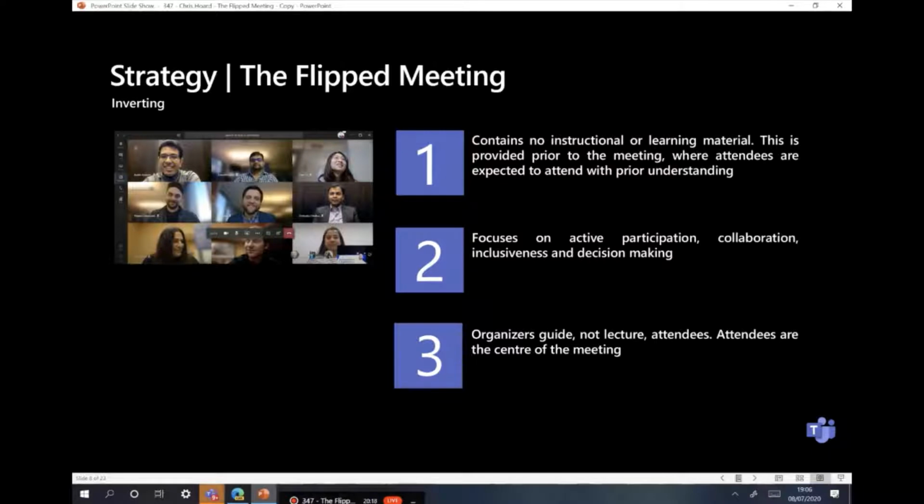So it's really important on this first point that attendees come with prior learning. It's our responsibility as organisers to put them in the best position to both enter that meeting and to contribute to that meeting. And this leads us on to point two. Point two about the flipped meeting is focusing on active participation, collaboration, inclusiveness, and decision making.